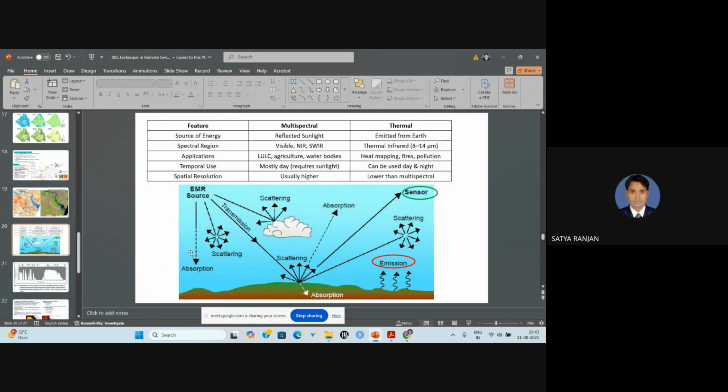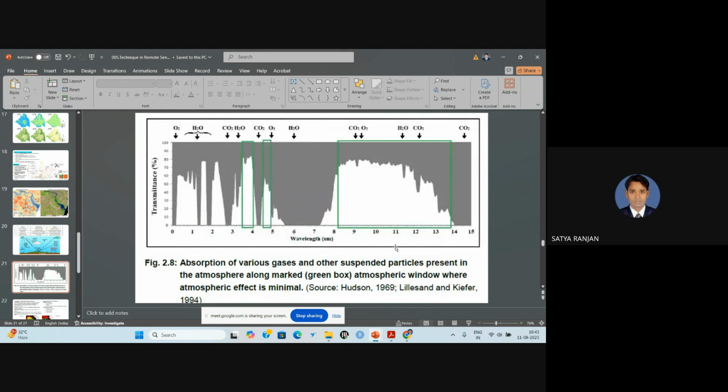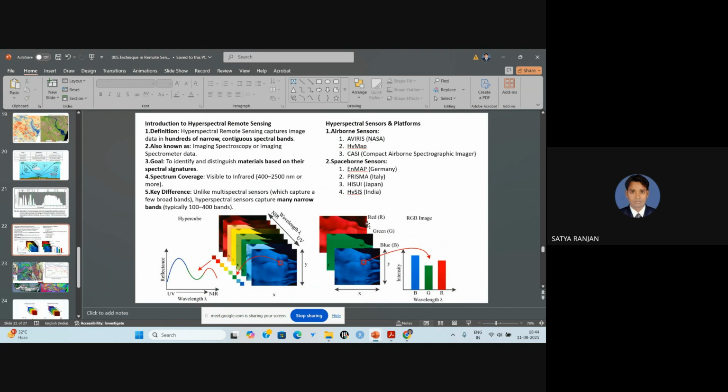Then different scatterings are there, and most of the time thermal remote sensing uses the emission, not all the other scattering features. Only emission from the earth surface is detected by the sensor. Then this emission is collected, and based on this the features are detected in the image. Then different absorption of different gaseous materials in different wavelengths is given. And then the hyperspectral remote sensing.